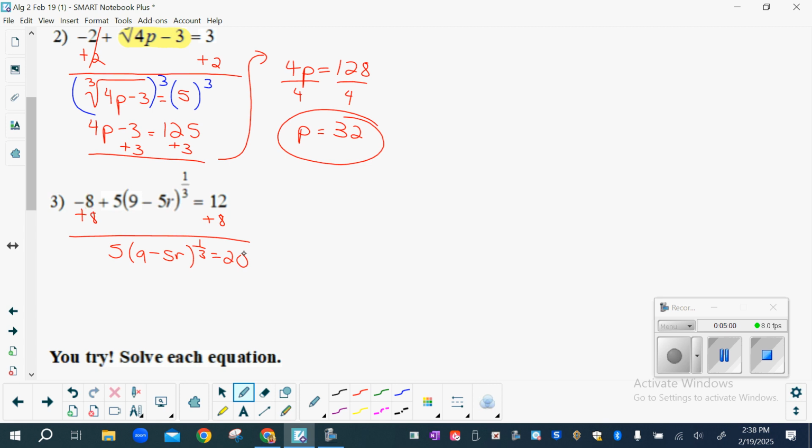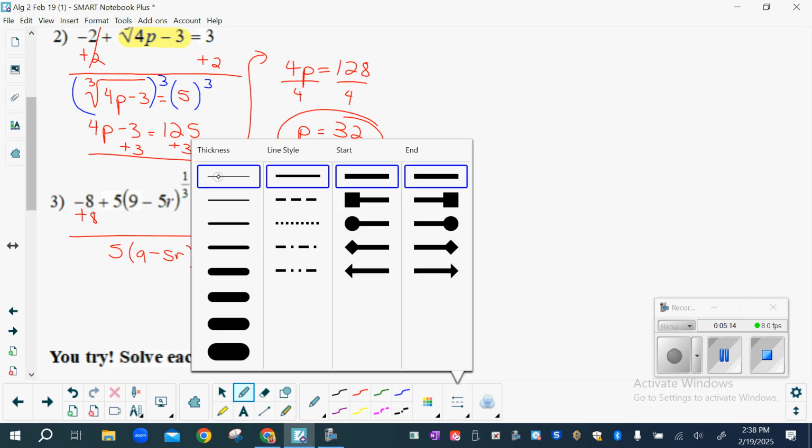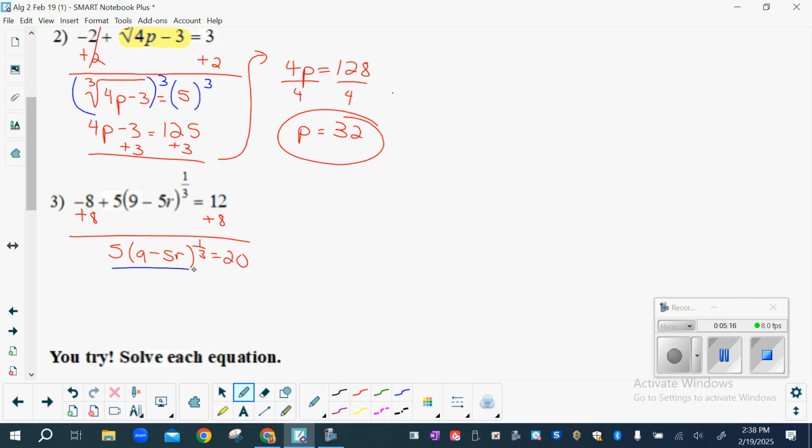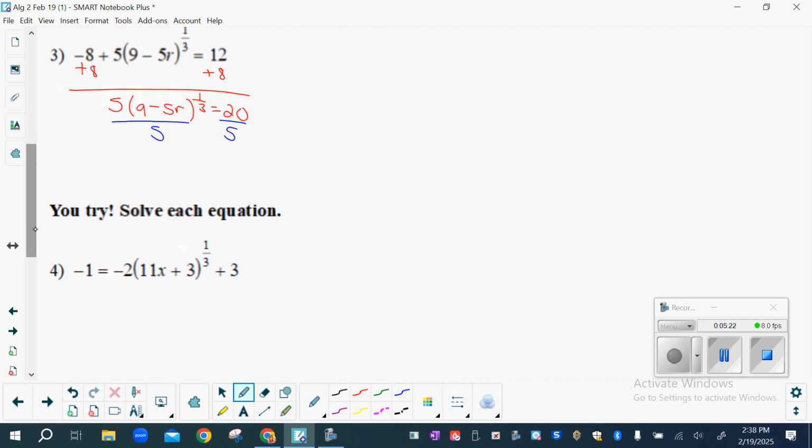Okay, so now we want to get this radical, this exponent 1/3, by itself. So what's our next step? Divide by 5. We got to get rid of that 5 there. Again, we're isolating it. So we get 9 minus 5r to the exponent 1/3 is 4.